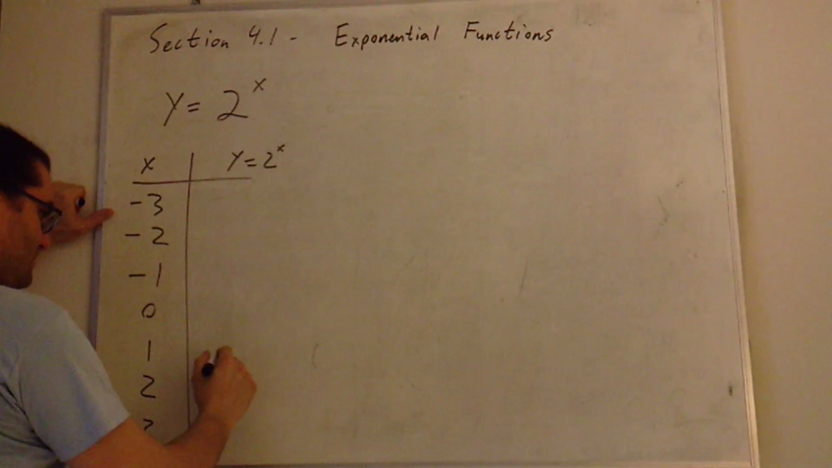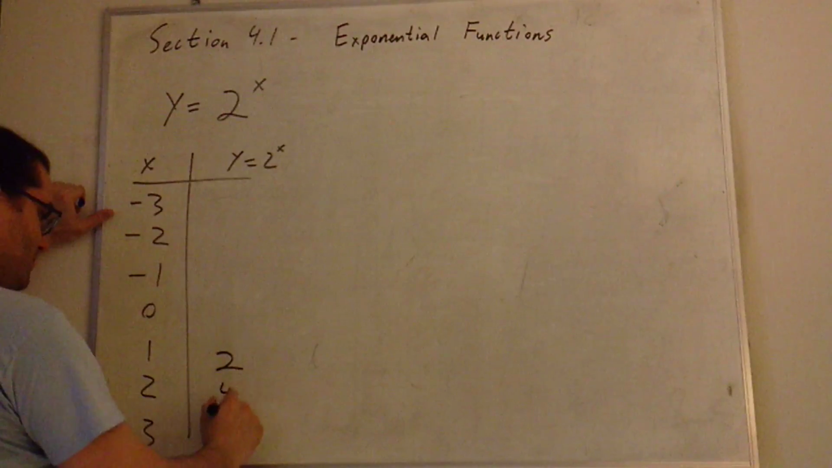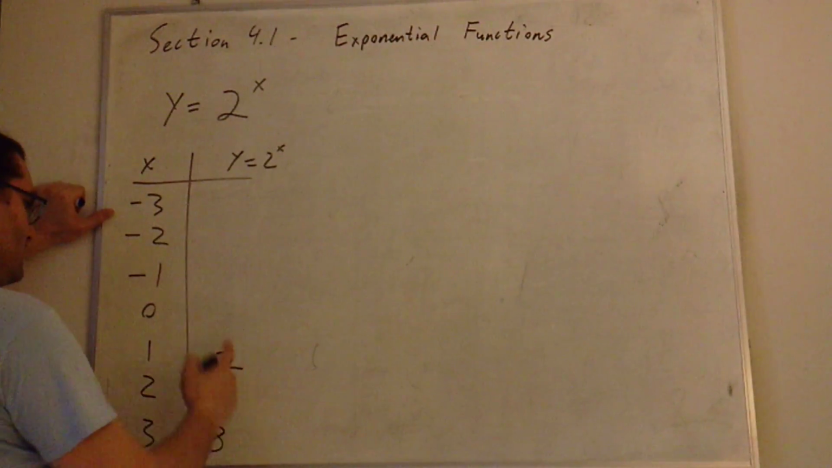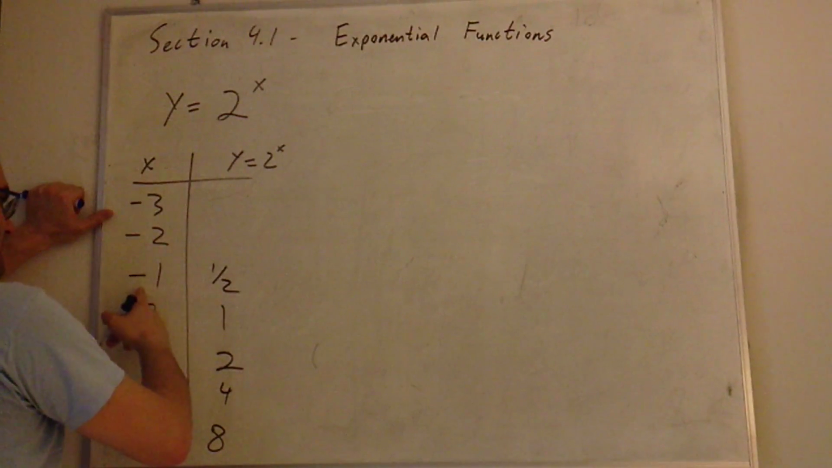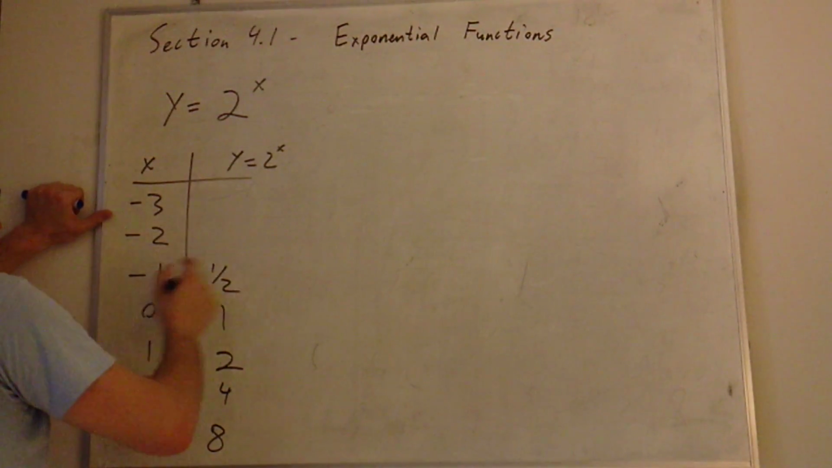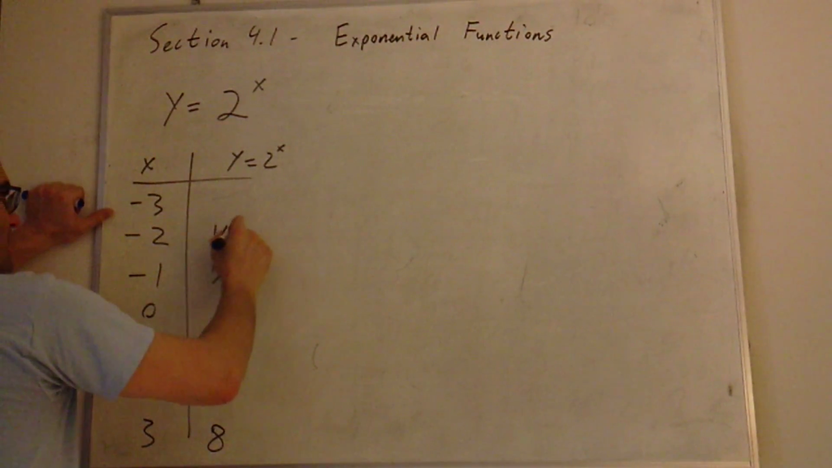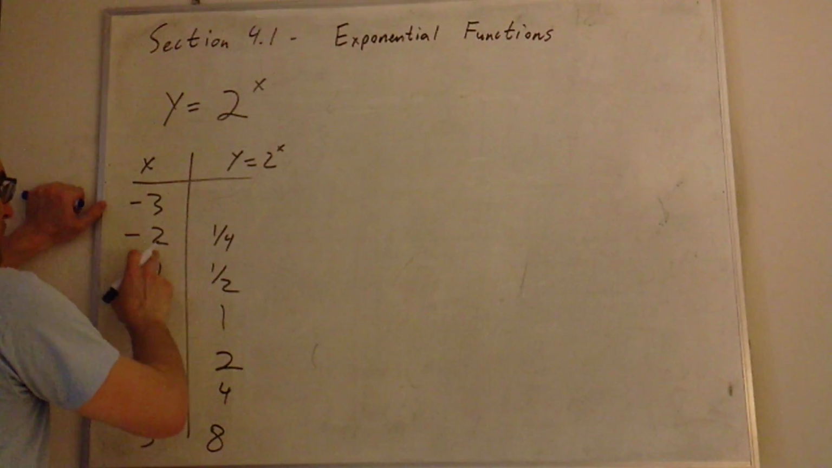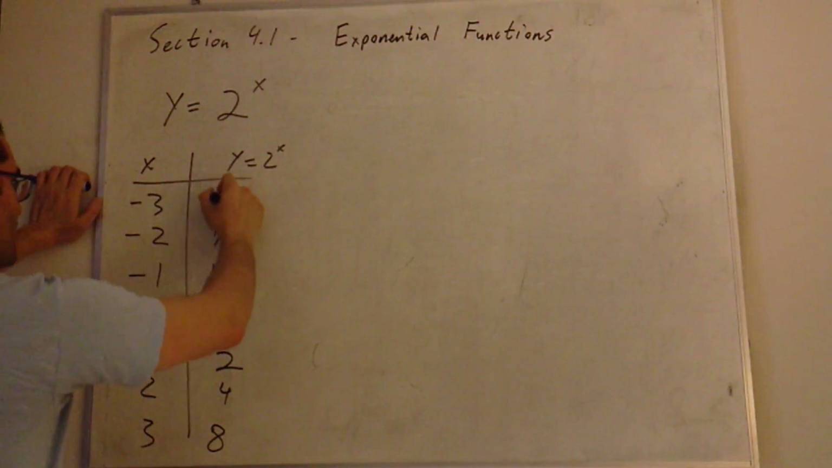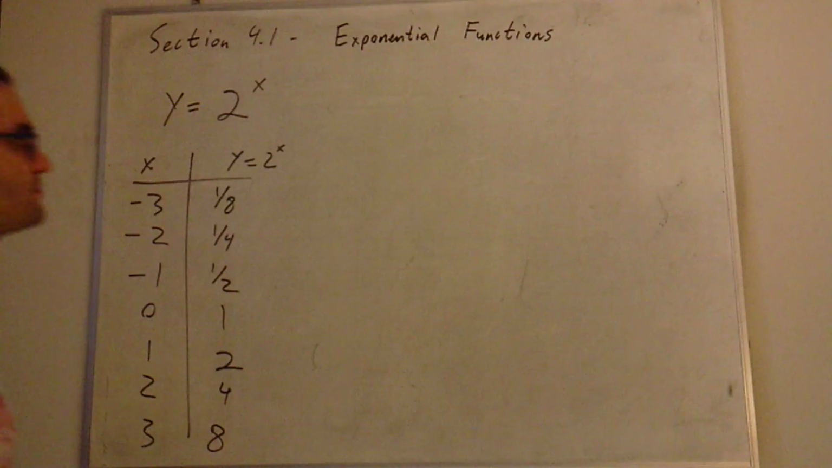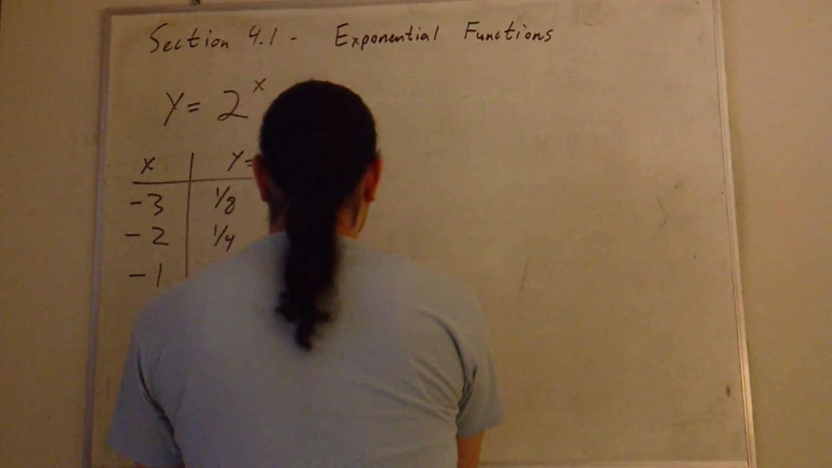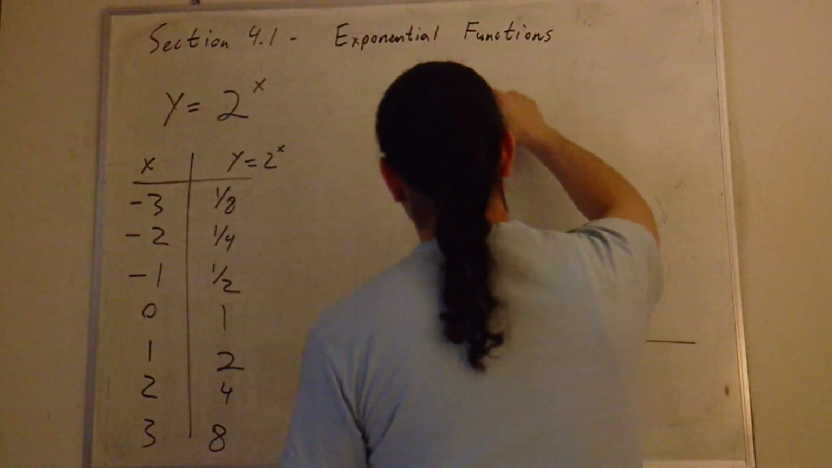This one's easy. 2 to the 1 is 2. 2 squared is 4. 2 cubed is 8. 2 to the 0 is 1. 2 to the -1 is 1/2. Negative exponents mean fractions. That's important to remember throughout this section. So this will be 1 over 2 squared, which is 1/4. This will be 1 over 2 cubed, which is 1/8. So I can make a table of values for this.